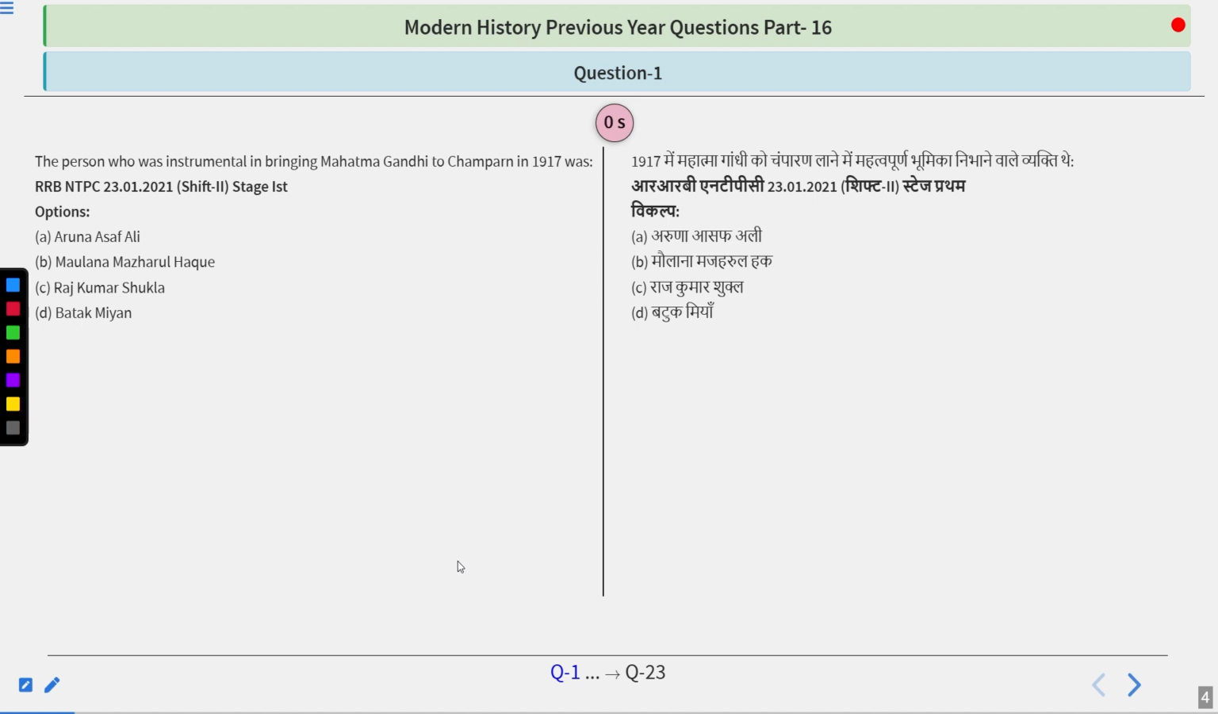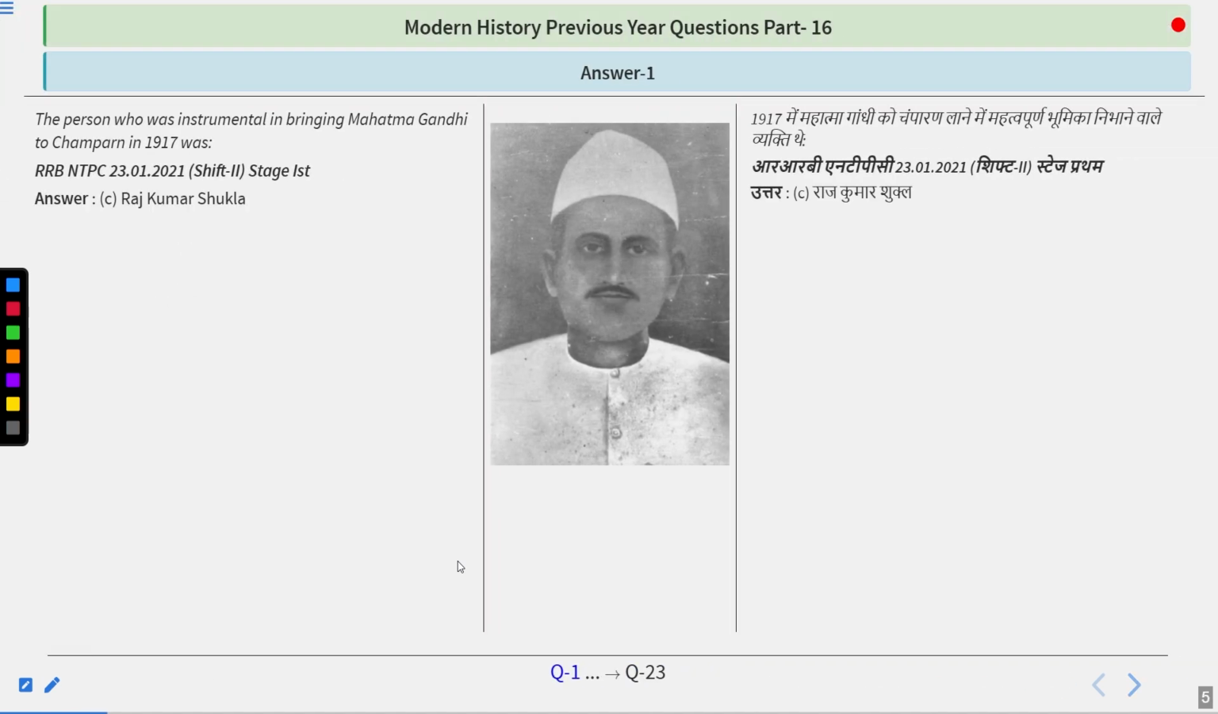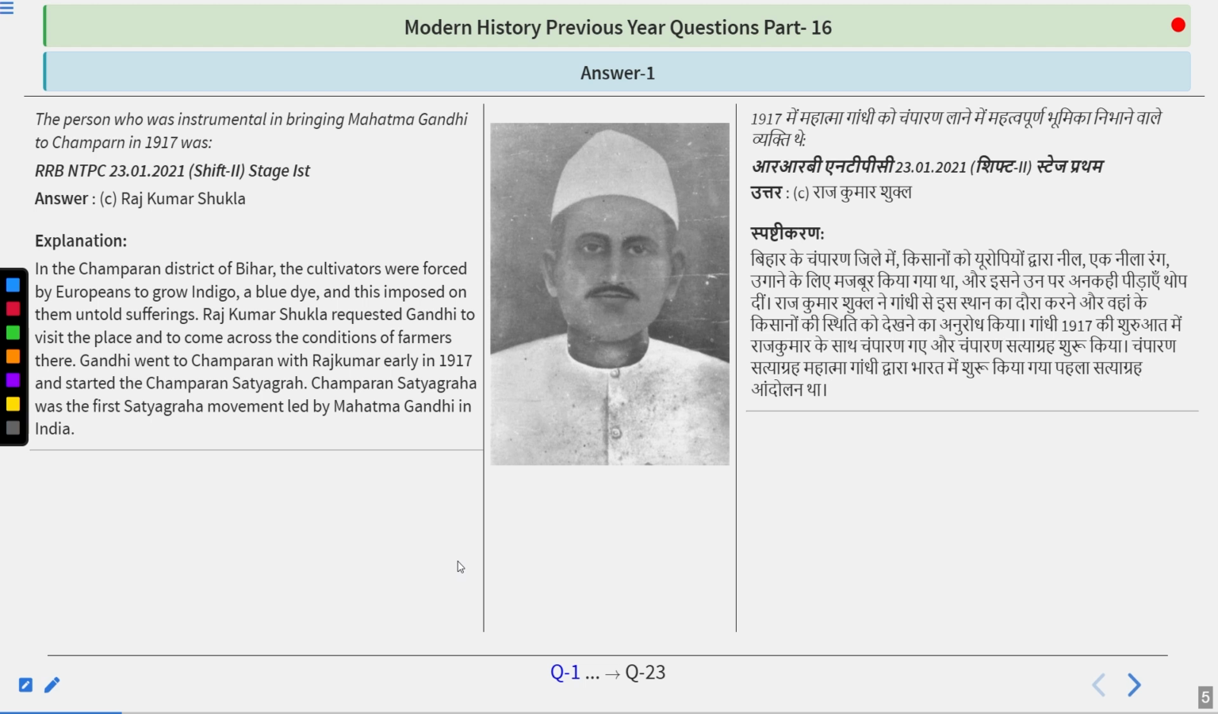I guess the answer you are giving is quite right, because the answer is Rajkumar Shukla. In the Champaran district of Bihar, the cultivators were forced by Europeans to grow indigo, a blue dye, and this imposed on them untold sufferings. Rajkumar Shukla requested Gandhi to visit the place and see the conditions of farmers there. Gandhi went to Champaran with Rajkumar early in 1917 and started the Champaran Satyagraha. Champaran Satyagraha was the first Satyagraha movement led by Mahatma Gandhi in India.